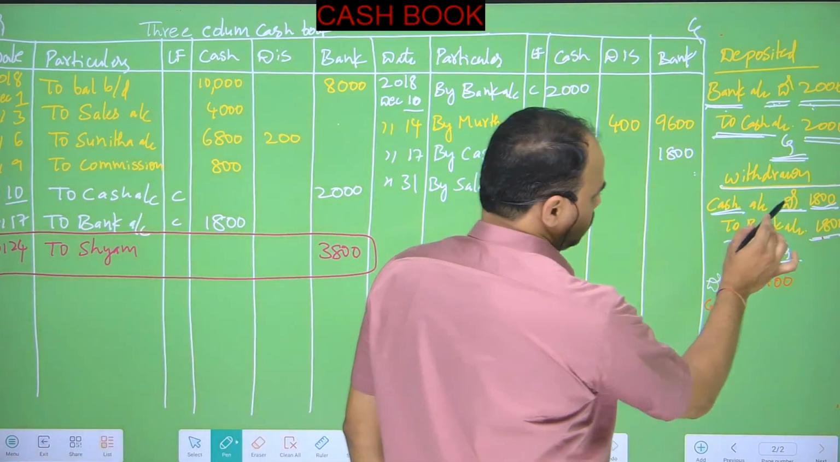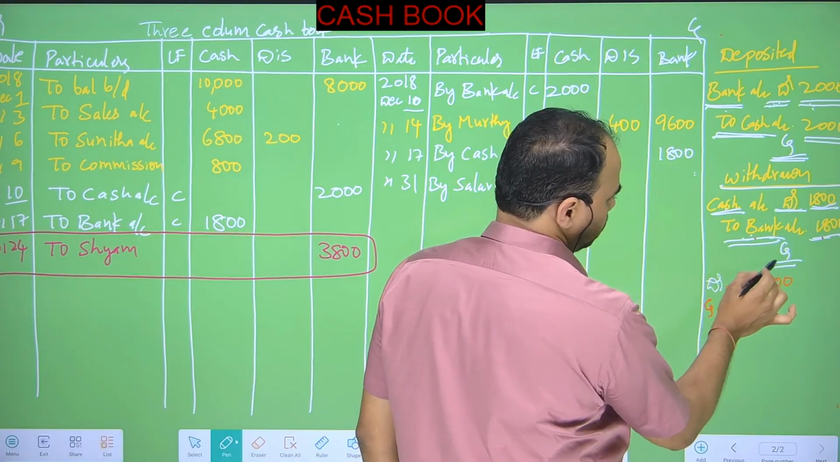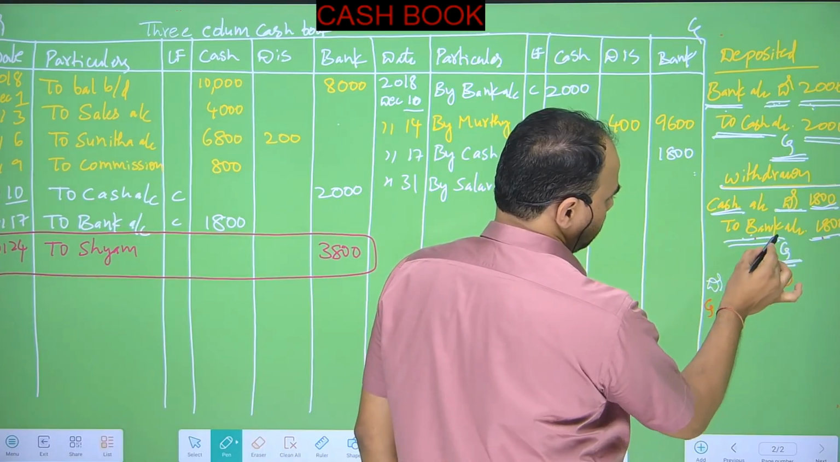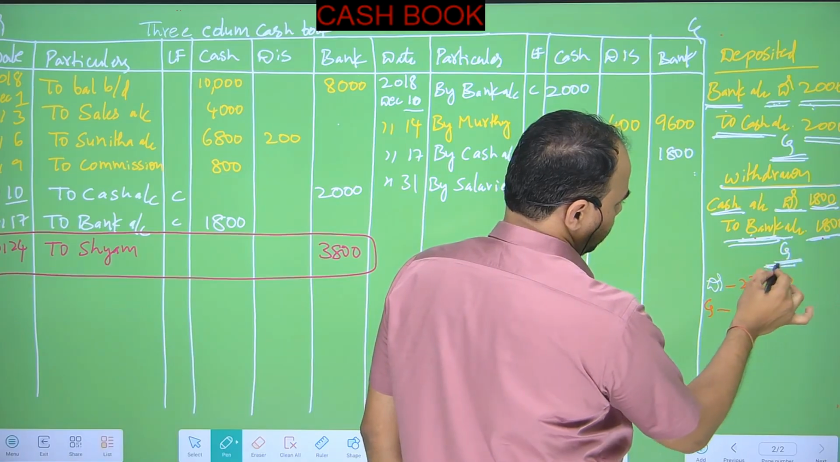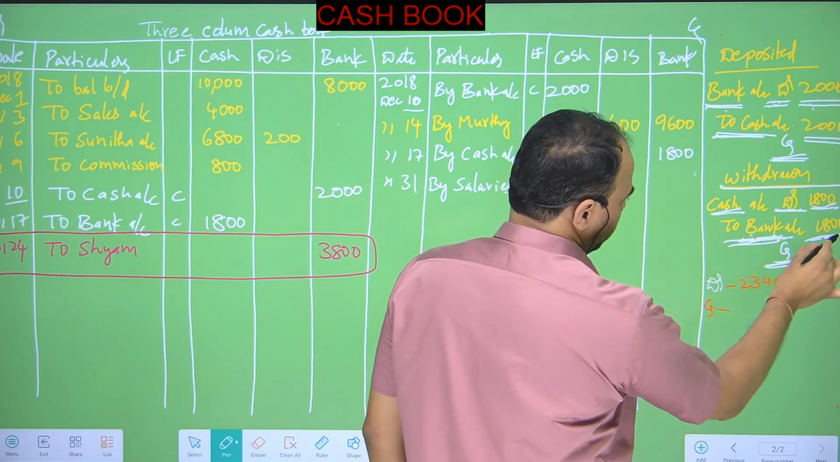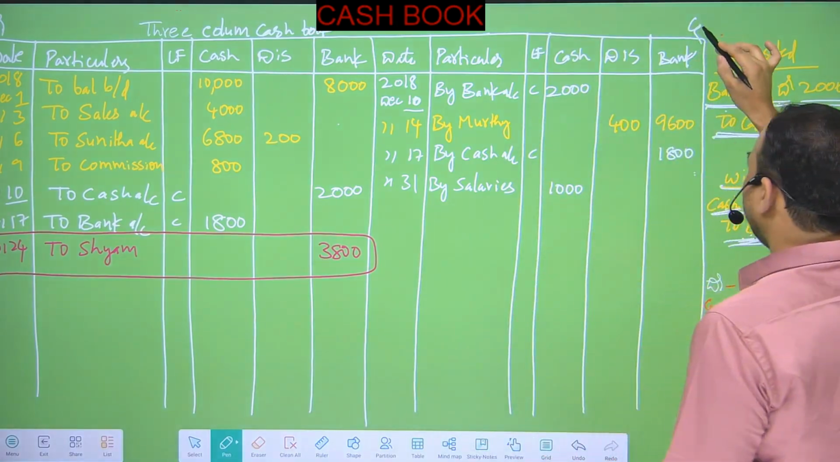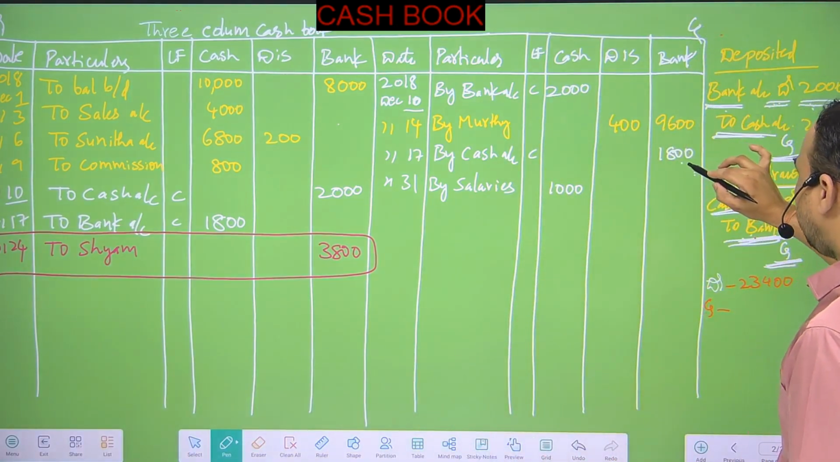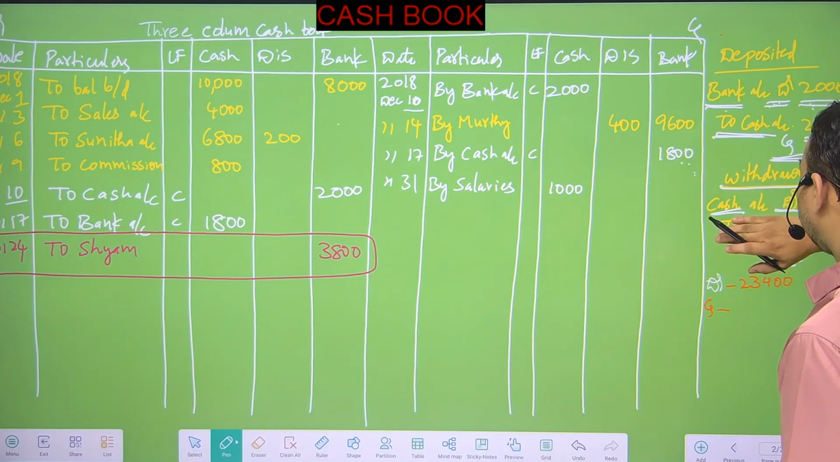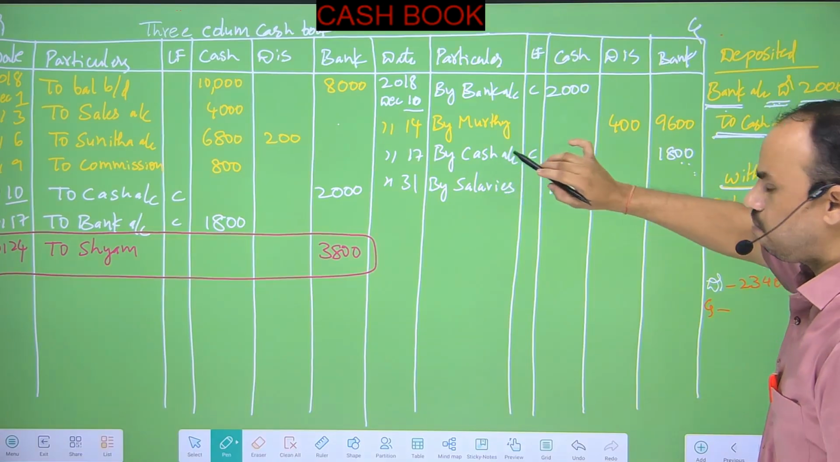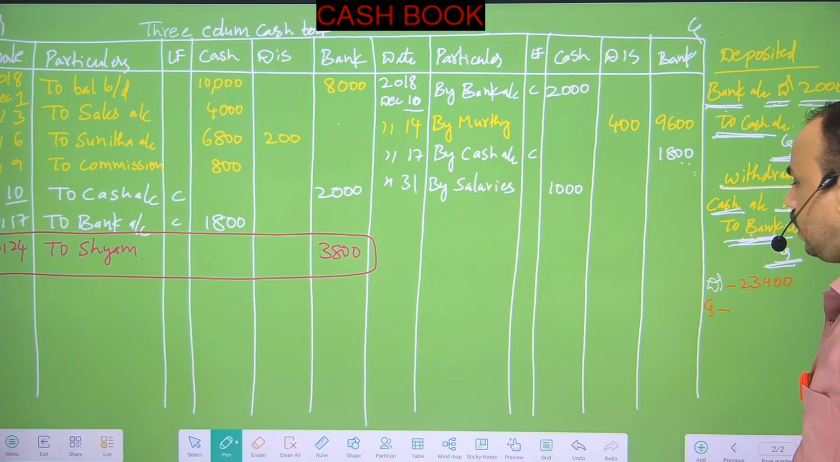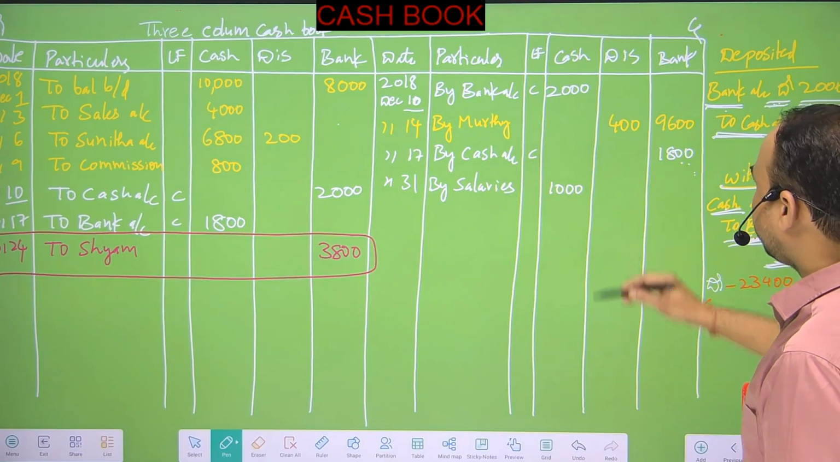Cash is on the debit side, that means bank is on the credit side. So write on the credit side, bank column, 1,800. In the bank column I wrote 1,800. Close this bank. What is opposite? Cash. So write down here by cash account. Okay, now do the credit side total.